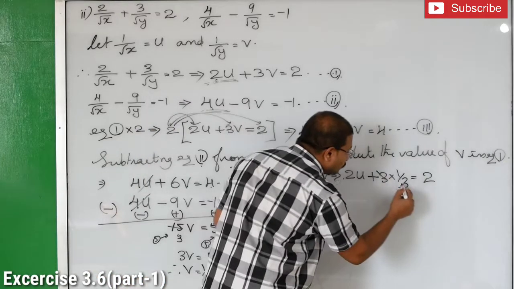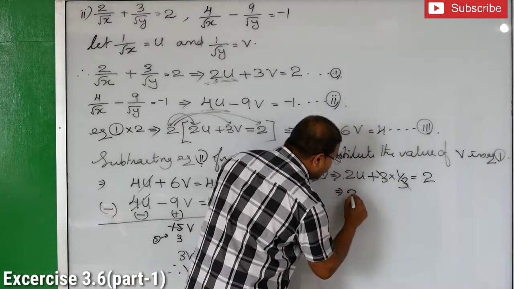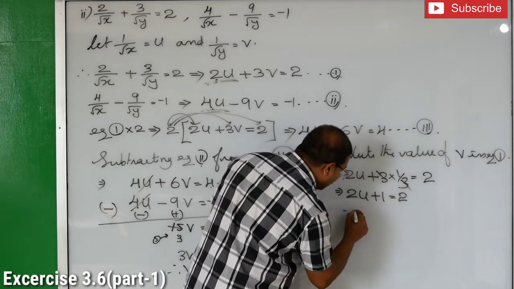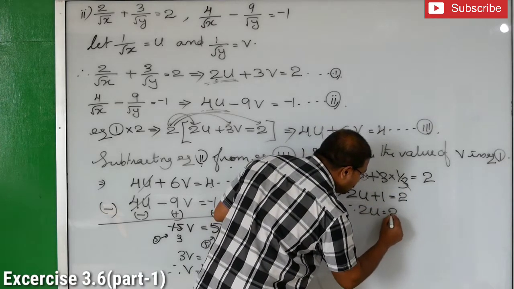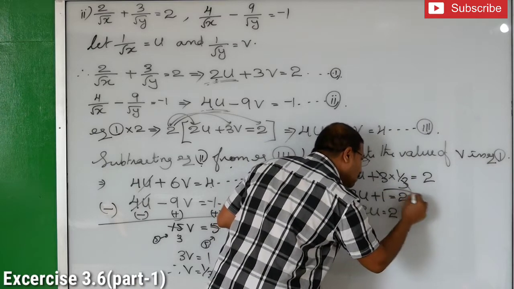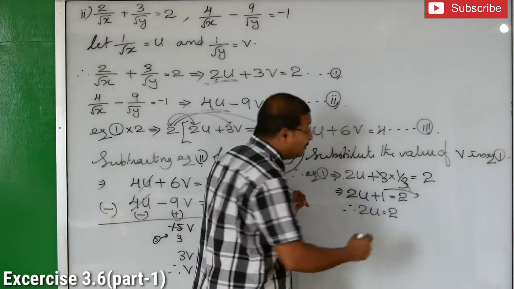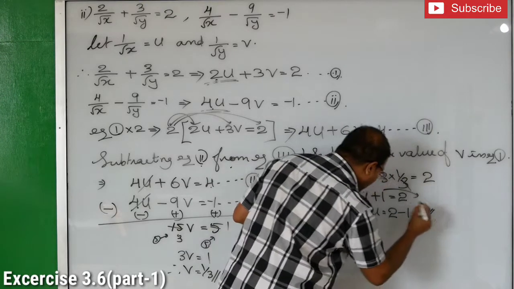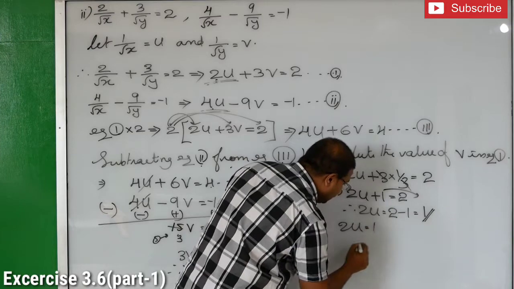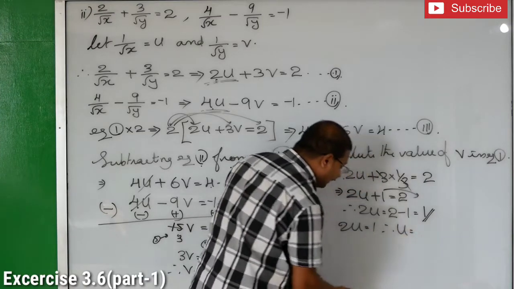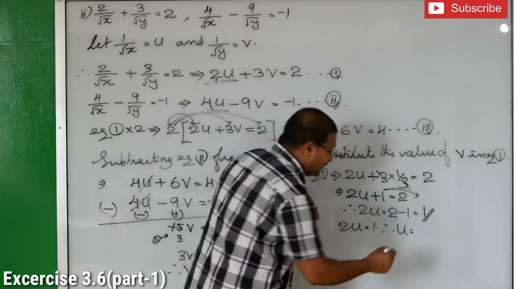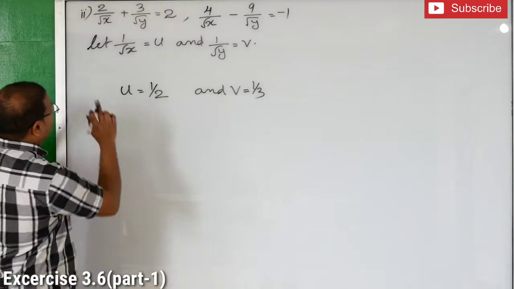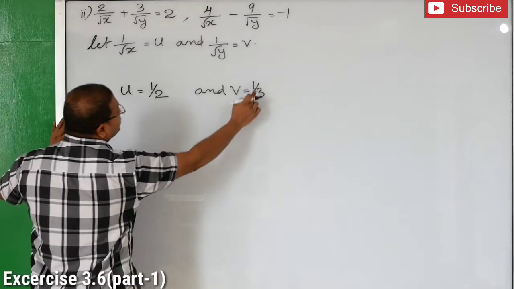So now 3 will cancel. That implies 2u plus 1 equals 2. Therefore 2u equals 2, which is already here. Now see, plus 1 goes to the next side, minus 1. That means 2 minus 1, that is 1. That means 2u equals 1. Therefore u equals, what will happen? 2 goes to the next side, will divide, isn't it? That means 1 by 2. See, now we got the value of u is 1 by 2 and v is 1 by 3.